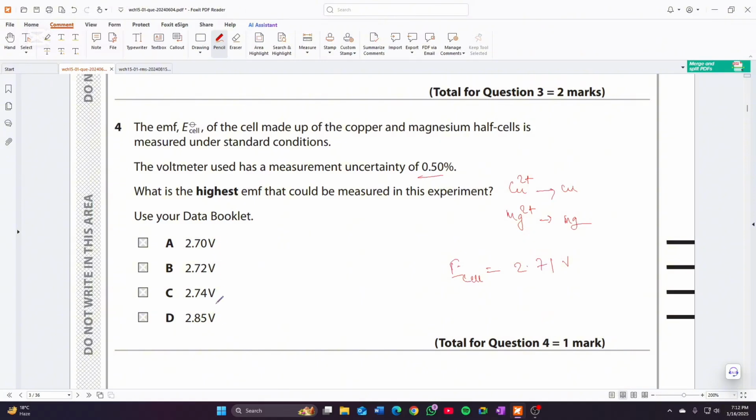Now we don't have the 2.71 answer here, but we have an uncertainty of 0.5%. So the closest are 2.70 and 2.72. If we calculate for 2.72, 2.72 minus 2.71 divided by 2.71 times 100 gives us 0.4%. So this is within our uncertainty value, and we needed to find the highest EMF, not the lowest. Since it's the highest, we will take the highest value. Therefore, the answer is B.